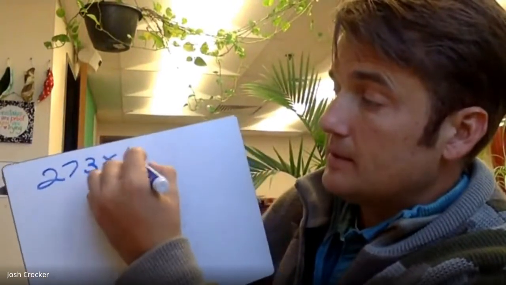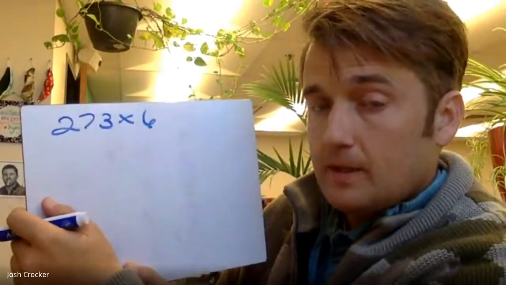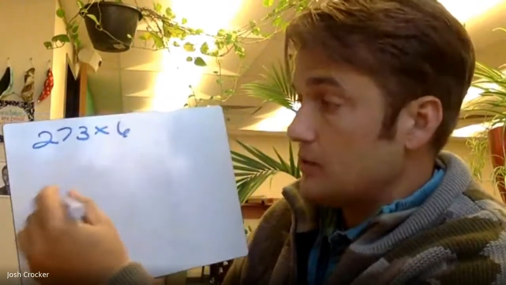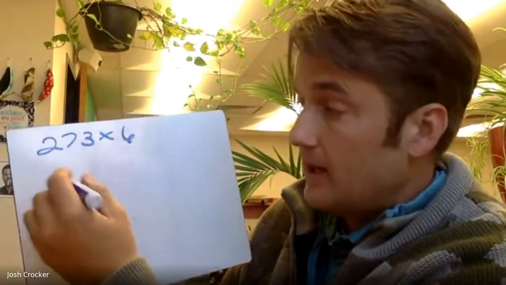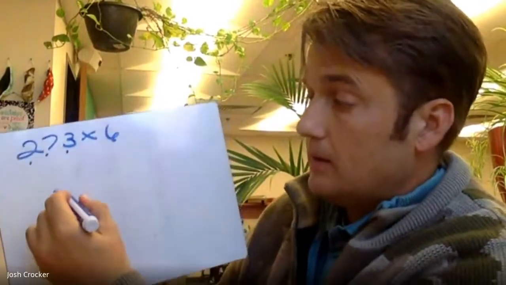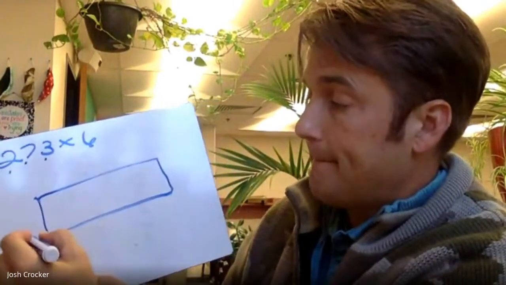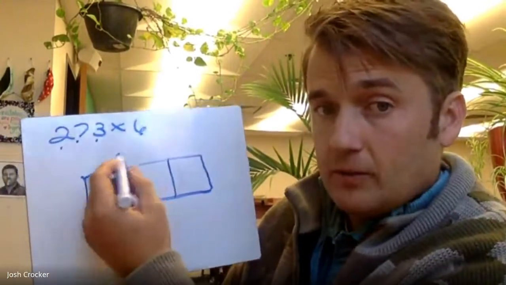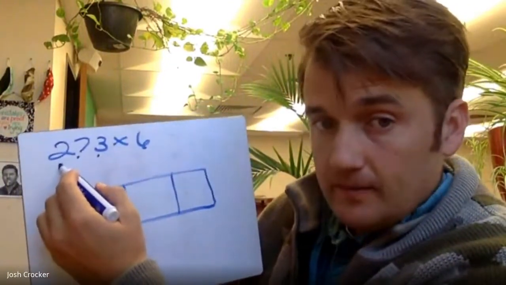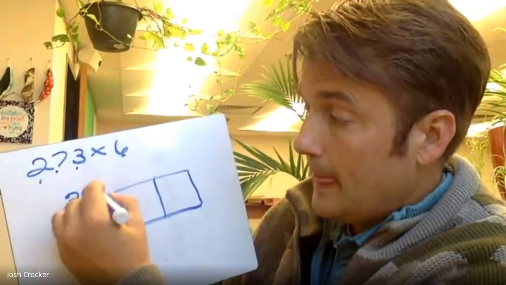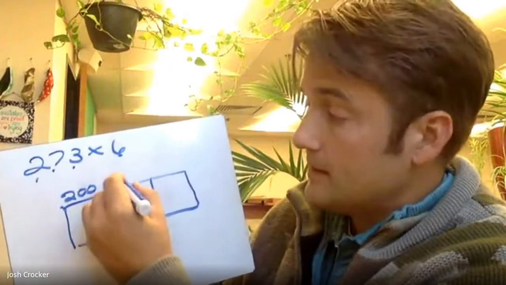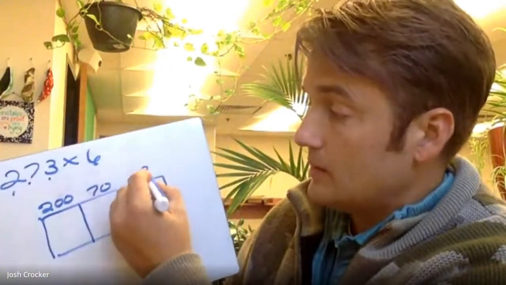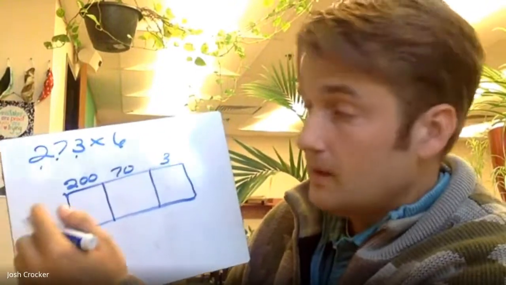So let's say I had something like 273 times 6. So remember we talked about how the box that you draw needs to fit the numbers that you have. Well, this is a 3-digit number. Three boxes for 3 digits. This 2 stands for 200. The 7 is 70, and the 3 is just a 3, multiplied by 6.